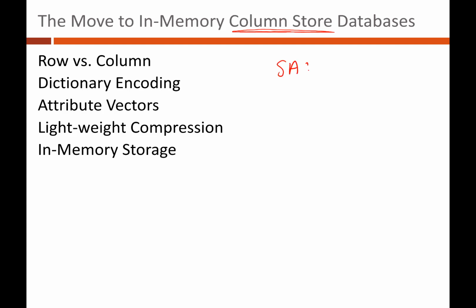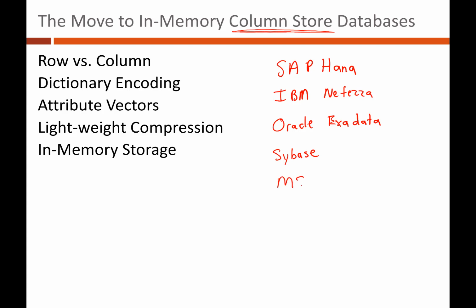Examples of this would be SAP HANA, IBM Netezza, not sure I spelled that right, Oracle Exadata, there's a company that I've forgotten, Sybase has an in-memory column store database. Microsoft has this as well, but I don't know what name they have put on this.